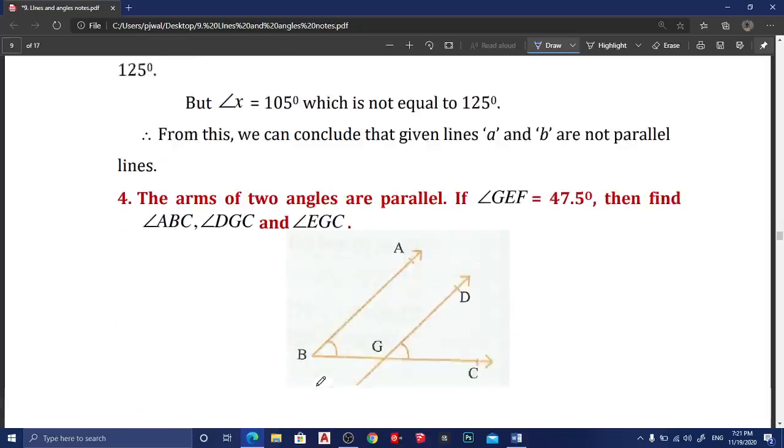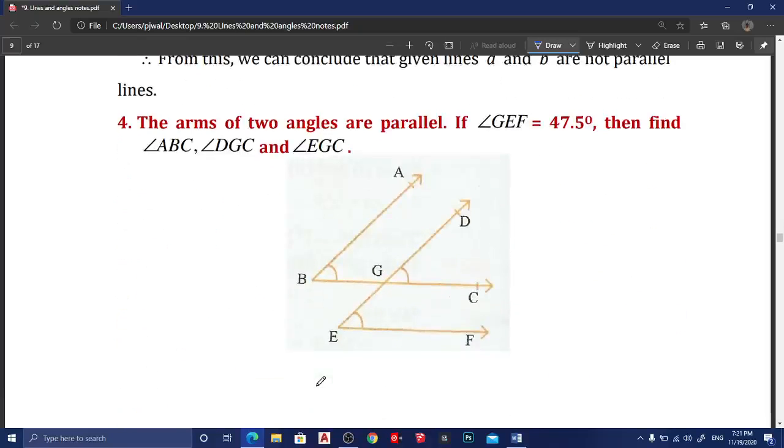Okay. So now go to the fourth one. The arms of two angles are parallel. This is the first angle, this is another angle. Two angles are given, and these arms are parallel to each other. The first arm is parallel to the first arm, and the second arm is parallel to the second arm of the second angle. That is the first sentence: the arms of two angles are parallel to each other.